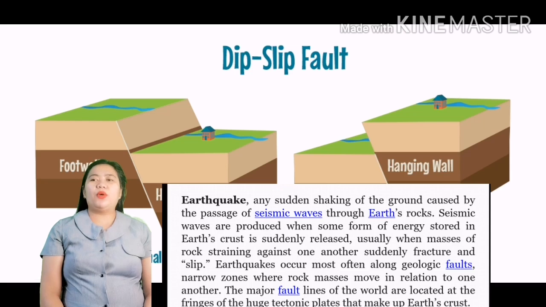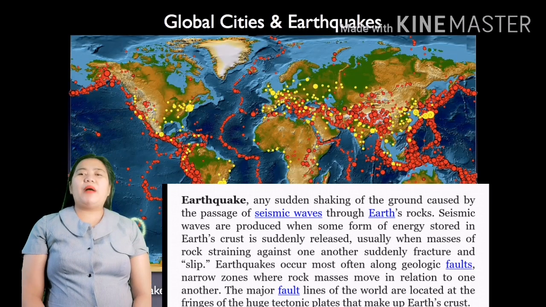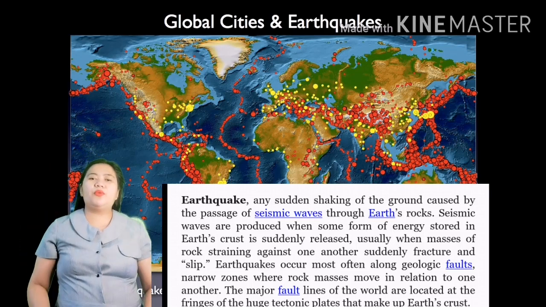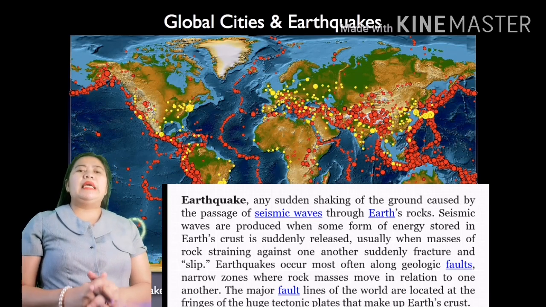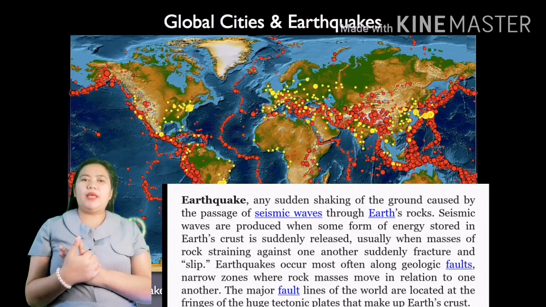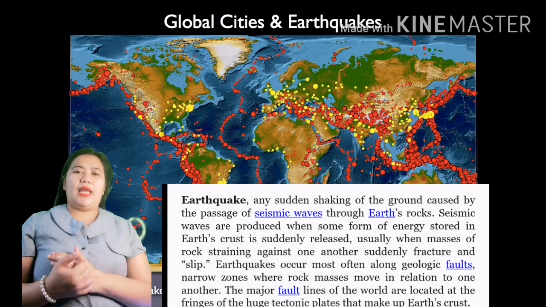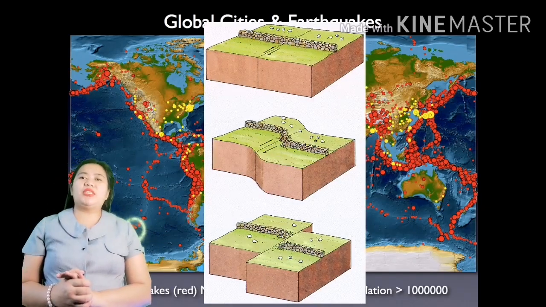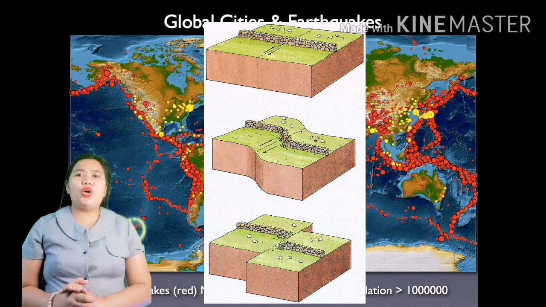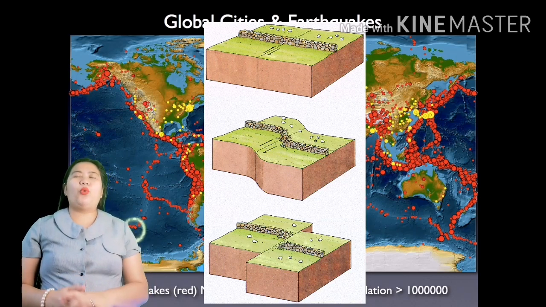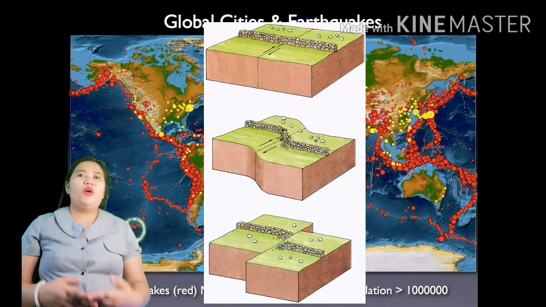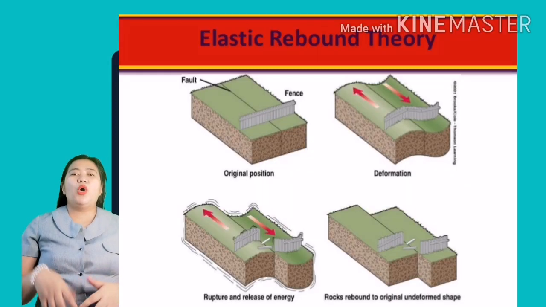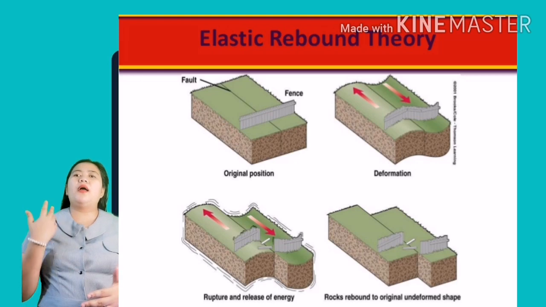The major fault lines of the world are located at the fringes or on the boundary of the huge tectonic plates that make up Earth's crust. So don't worry, the discussion about plate tectonics and the dynamics of these tectonic plates will be discussed as we proceed to our next discussion. When rocks underneath the earth are subjected to different forces due to collision and interaction of plates, they bend or adjust to these forces that surround them. Specifically, this is with respect to the behavior of rocks with respect to the movement of the plates.